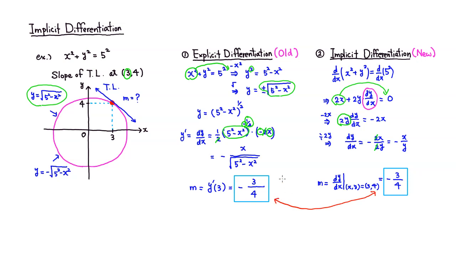So this new method is called implicit differentiation, and the old method nobody really calls it, but you can probably call it explicit differentiation as opposed to implicit differentiation. All right, that's it. I hope that this was clear.